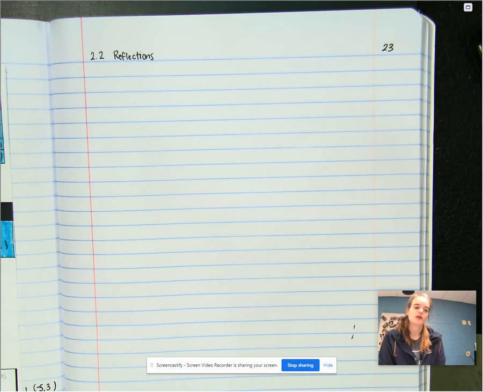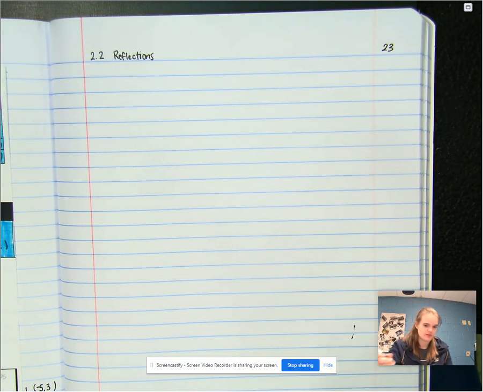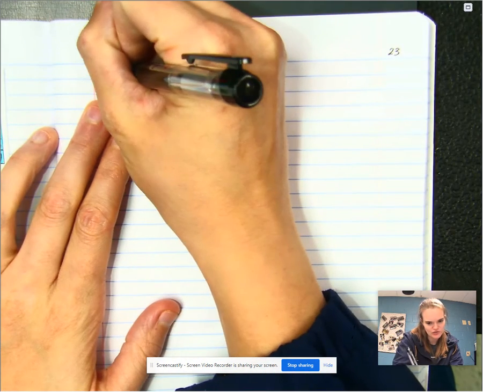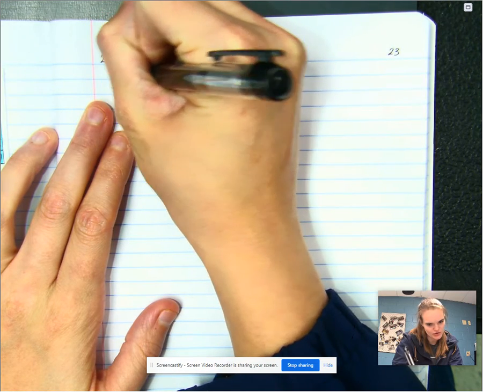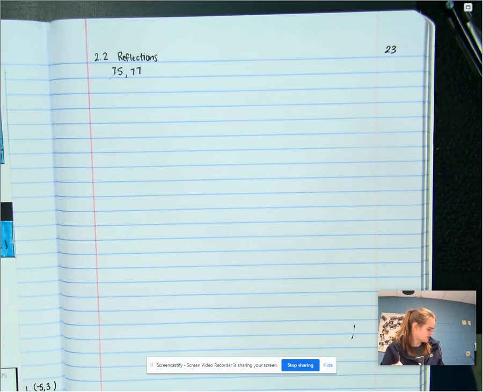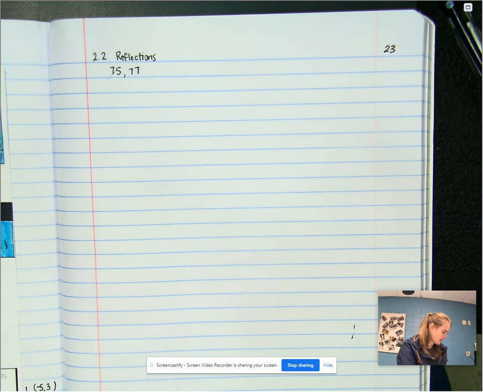So we're going to finish reflections today. In order to do that, you're going to need to tear pages 75 and 77 out of your book. I'm writing this right here, so just in case you didn't hear me, but you don't need to write it in your notebook, so we're going to glue right over that. So tear out pages 75 and 77.